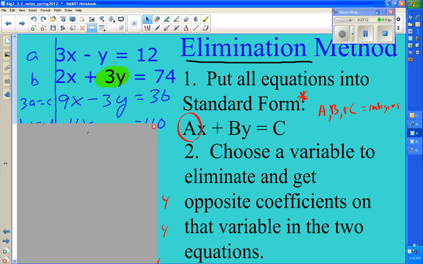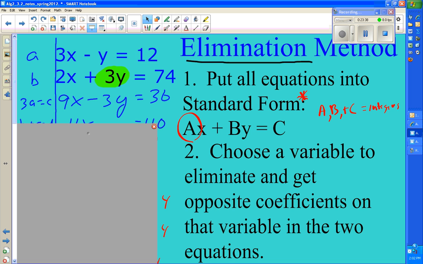3 times equation A, I'm going to call this new equation C. If you don't want to make this kind of notation, that's fine. This is just how I keep track of my work. So I multiply everybody here by 3. Don't forget the 12. That's the one we often trip up on. We get 9x minus 3y, but then equals 12. You've got to make sure it's all the way through both sides.